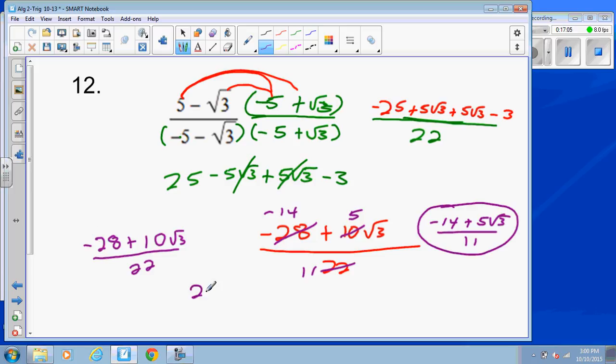So it's 2 times parentheses. Factor out 2 from here. So 2 times parentheses negative 14 plus 5 square root of 3. And the bottom 22, I'm going to factor that out to be 2 times 11. And then what I can do is cancel the 2 and the 2, and I'm left with negative 14 plus 5 square root of 3 over 11, which is the final answer. So this is the mathematical method, factor out a 2. A lot of times we speed it up by just doing it for all of them. Technically, we should do this every time.